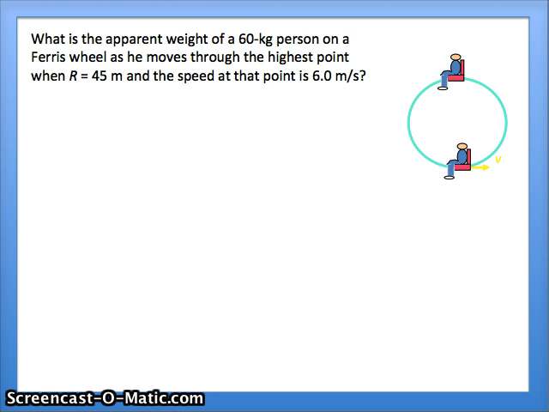This question is asking about the apparent weight of this person on a Ferris wheel. And so this represents just a rough sketch of that Ferris wheel. The apparent weight is referring to the normal force. That's actually how we experience our weight. We can't feel gravity, but if the ground is pushing on us, that gives us our sensation of weight. So the normal force is what this problem is talking about when it asks for the apparent weight.